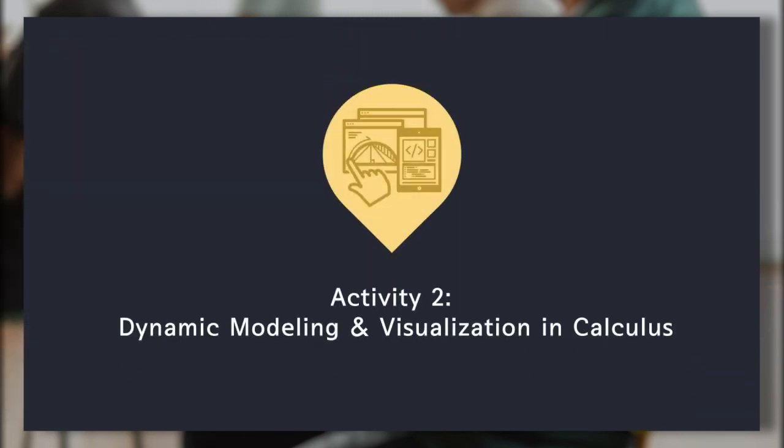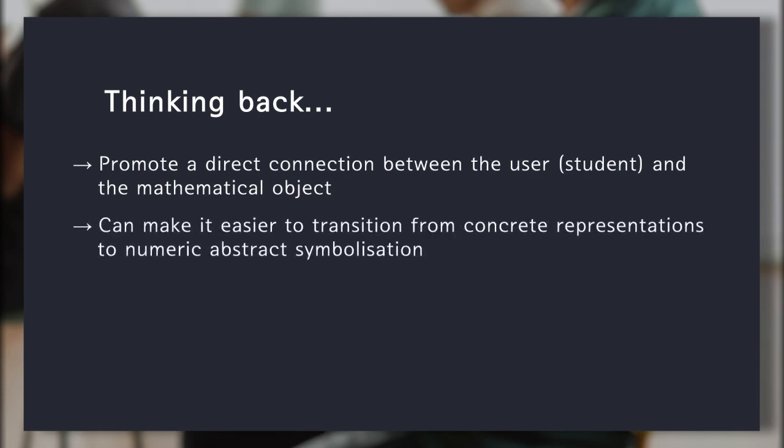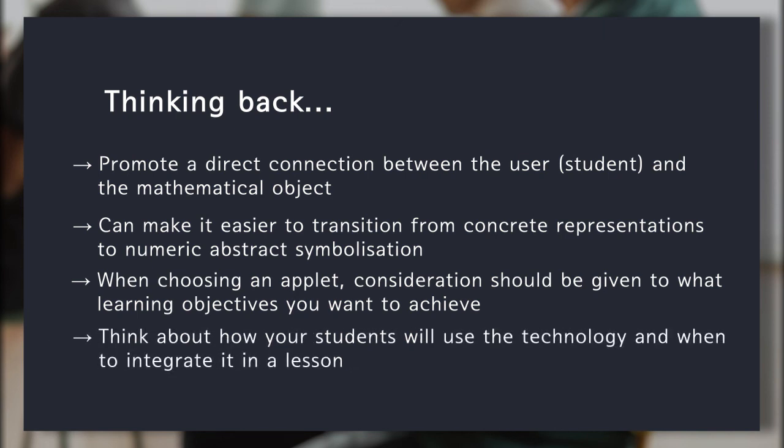This brings us to the end of our synthesis of Activity 2, Dynamic Modeling and Visualization in Calculus. Thinking back over our conversation, what stands out for me is that dynamic visualization can promote a direct connection between the student and the mathematical object, which can make it easier to transition from concrete representations to numeric abstract symbolization. And importantly, for anyone starting out using DGS, when choosing an applet, consideration should be given to what learning objectives you want to achieve and what features of the applet will best support these objectives. You also need to think about how your students will use the technology and when to integrate it in a lesson.